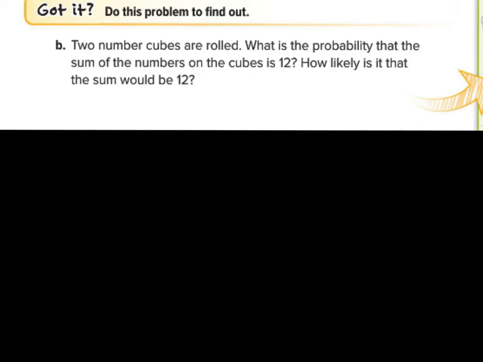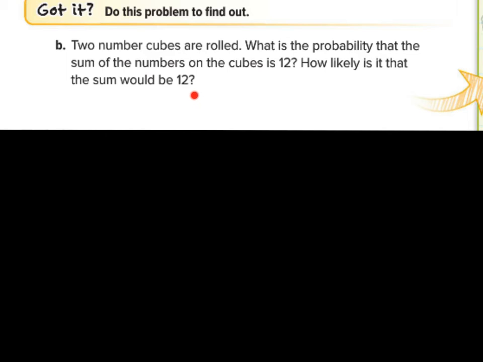Okay, now we get to practice. Let's read through it first. 2 number cubes are rolled. Each number cube is 1 to 6, right? They're both rolled. What is the probability that the sum of numbers on the cubes is 12? How likely is it that the sum would be 12?